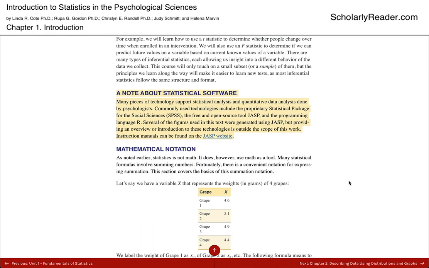A note about statistical software. Many pieces of technology support statistical analysis and quantitative data analysis done by psychologists. Commonly used technologies include the proprietary Statistical Package for the Social Sciences, SPSS, the free and open source tool JASP, and the programming language R. Several of the figures used in this text were generated using JASP, but providing an overview or introduction to these technologies is outside the scope of this work. Instruction manuals can be found on the JASP website.